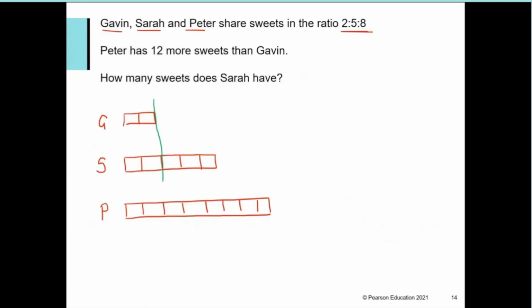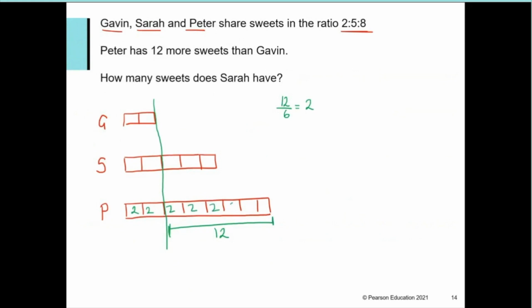I'm going to draw my line down there, and that's representing the 12 there. So that's my diagram, that's my picture drawn. Now I'm going to do the calculation. So I can see that I've got 12 sweets shared between 6 boxes. So I need to do my 12 shared by 6, which is 2. So every box is worth 2. I could go through and write down 2 in every box if I needed to. But actually it's Sarah that I'm interested in. So my question is saying, how many does Sarah have? Well, there's 2 sweets in every box, and there are 5 boxes, so she has 10.